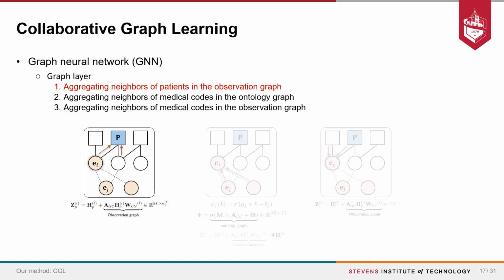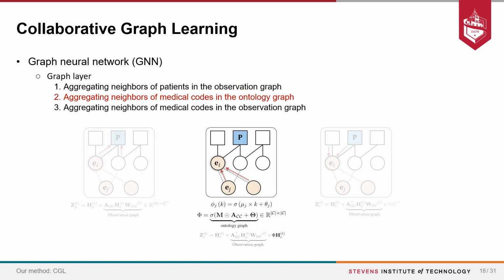We use the adjacency matrix AUC to multiply medical code embedding HC and project to the dimension of patient with a weight WCU. Then we aggregate the neighbors of patients, which are medical codes, and get an intermediate variable ZP. Then we aggregate neighbors of medical codes in the ontology graph.